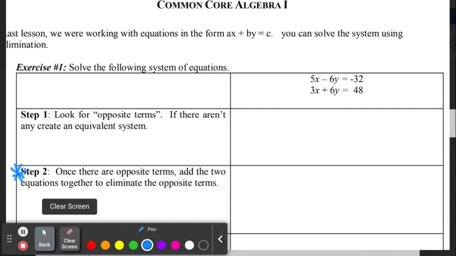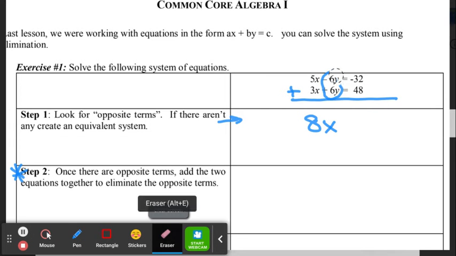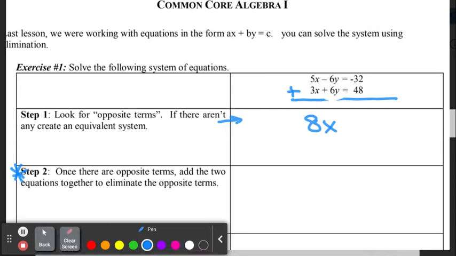Right now I'm on step two, but I'm just going to use this space here. So when I combine, I have 5x plus 3x, and I get 8x. And when I combine these two things, a -6y and a +6y, they cancel out. It becomes 0. So I bring down my equal sign. -32, if there's no sign, it's a +48, is 16. -32 plus 48 equals 16. So that's the second step.